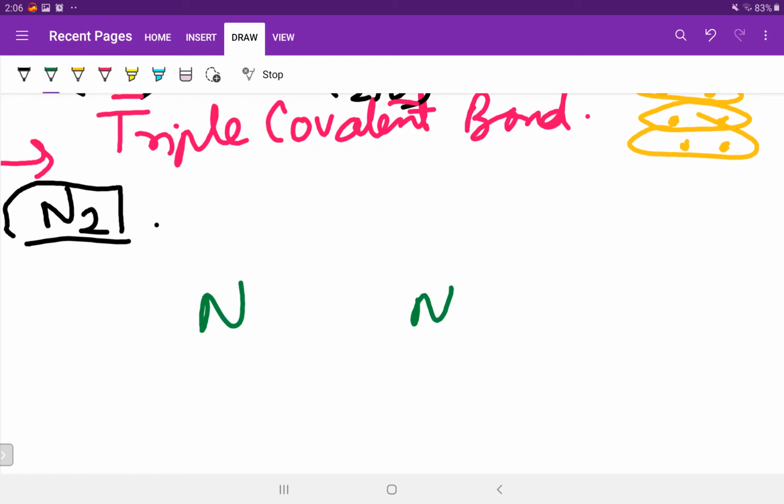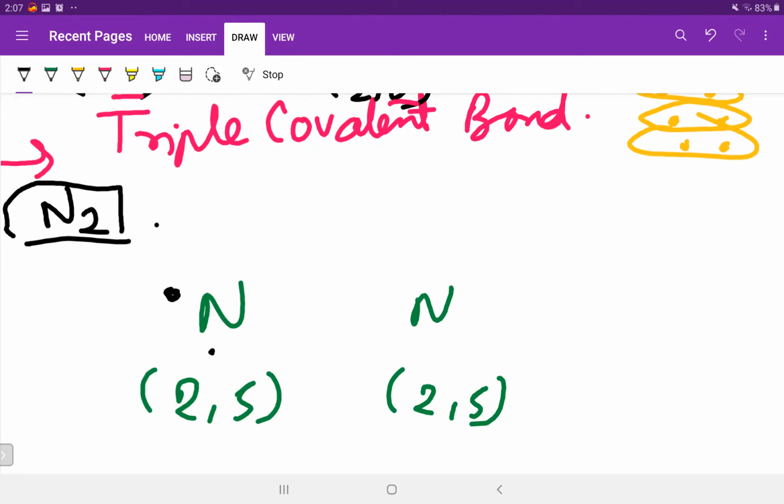Tell me the electronic configuration. The electronic configuration of nitrogen is 2 5. So 5 electrons in the outermost shell. Let's make it more clearly so that it's visible. So 1 2, and then 1 2 3, 1 2, and then 1 2 3.